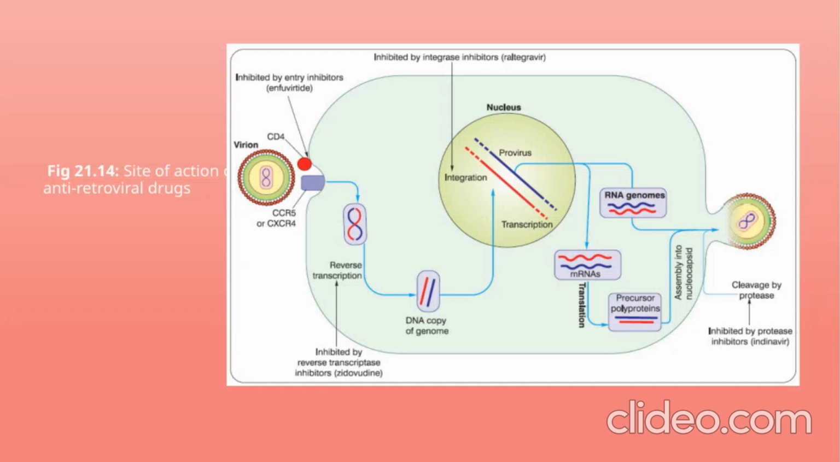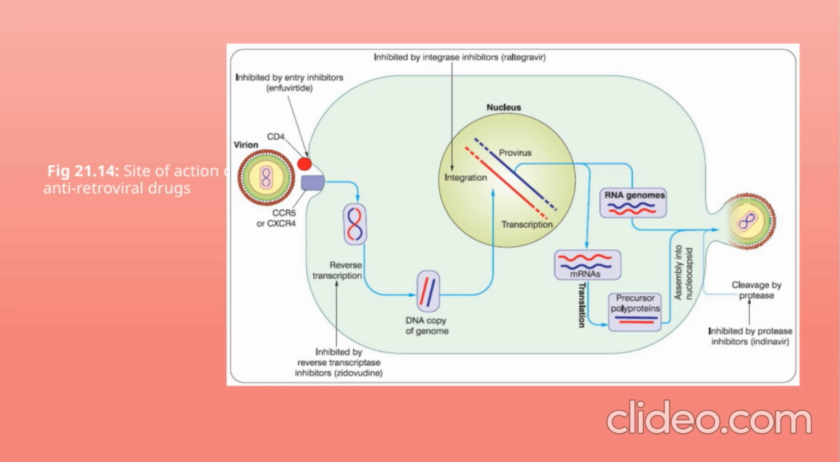Let's take a closer look at Fig 21.14, which shows the site of action of antiretroviral drugs. As you can see, these drugs target different stages of the HIV life cycle, and understanding where they act helps us appreciate how they work together to suppress the virus. Some drugs inhibit the virus from entering the host cell, blocking the initial step of infection. Others interfere with reverse transcription, preventing the conversion of viral RNA into DNA. Then, we have drugs that inhibit integration, stopping the viral DNA from becoming part of the host genome. There are also agents that inhibit viral protease, which is crucial for producing mature, infectious viral particles.